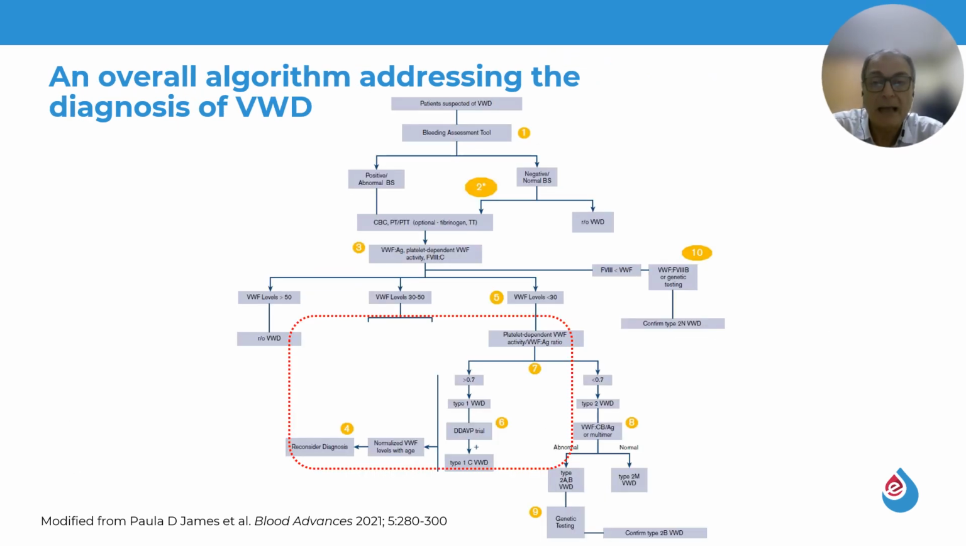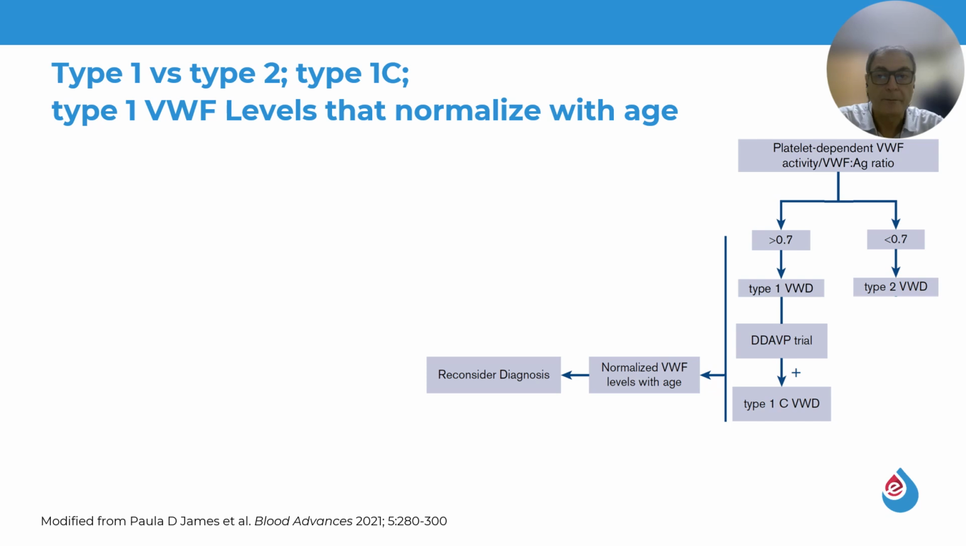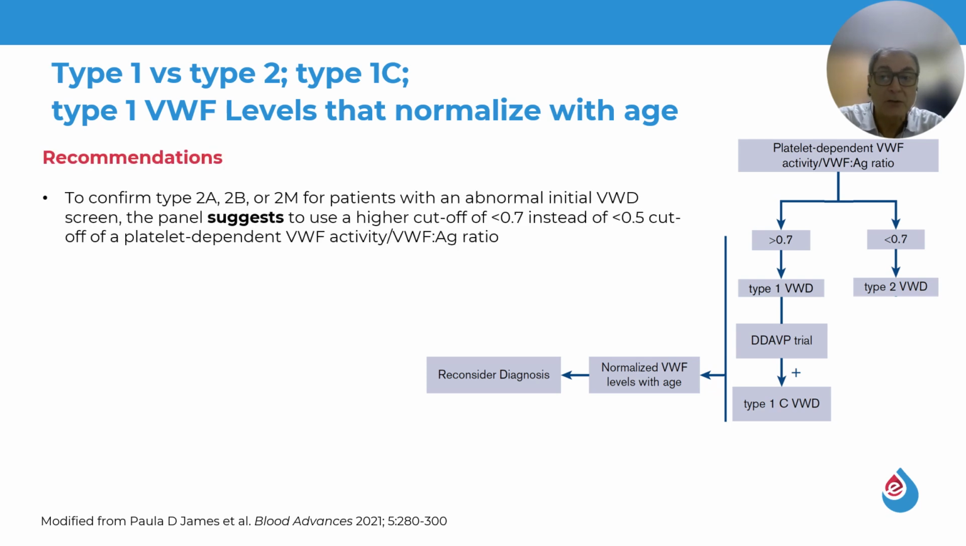This part of the algorithm starts with the evaluation of the platelet-dependent von Willebrand factor activity to antigen ratio. Using this ratio, it's possible to discriminate between type 1 and type 2 von Willebrand disease. To confirm type 2A, 2B, or 2M for patients with abnormal initial VWD screening, the panel suggests using a cutoff of less than 0.7 instead of less than 0.5 of a platelet-dependent von Willebrand factor activity antigen ratio.